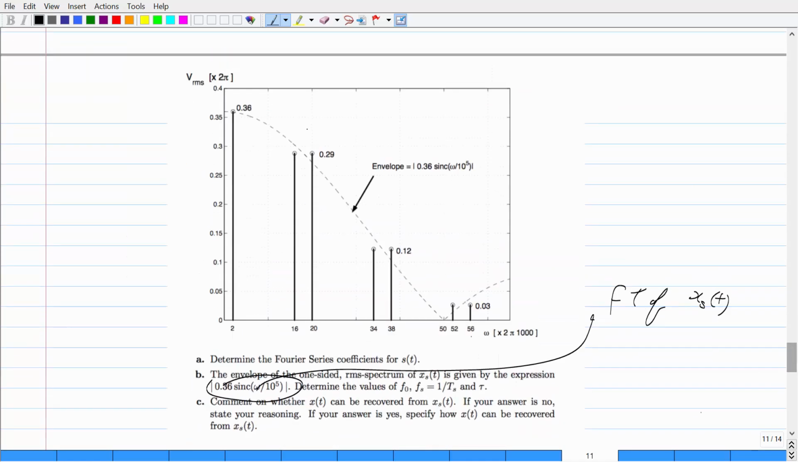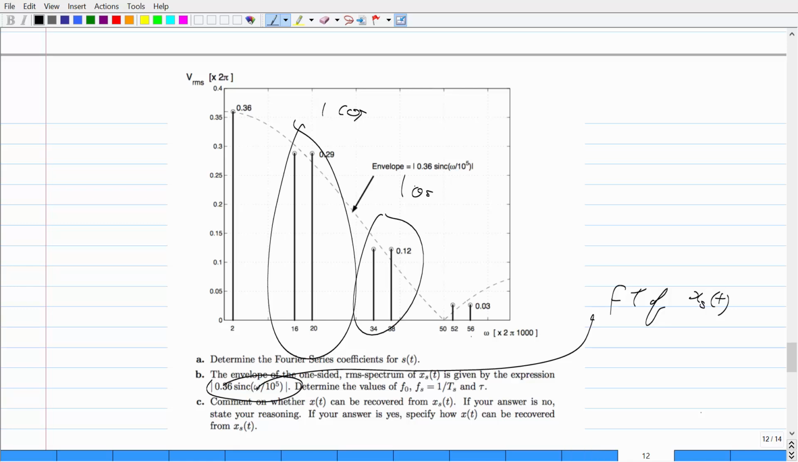So this here is one cosine, this is another cosine, and so on and so forth. Remember that this is symmetric, so in between here is 18, in between here is 36, in between here is 54. So I would say that the sampling frequency is going to be 18,000.